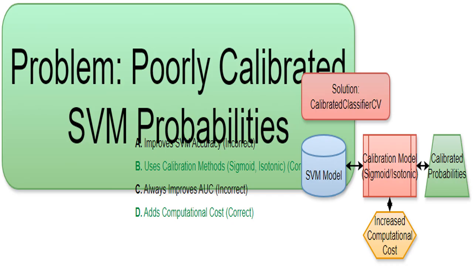This means my SVM model is giving probability predictions that don't accurately reflect the real-world chances of something happening. For example, if the model predicts a 70% probability of something, it might not actually happen 70% of the time in reality. This is the problem we're trying to fix.